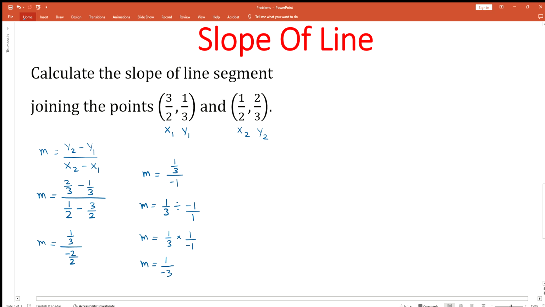Next, we can move the negative sign to the front of the fraction. This is the slope of the line segment joining the two given points. This should be the final answer for this problem. So these are the steps you have to keep in mind to solve a problem like this one.